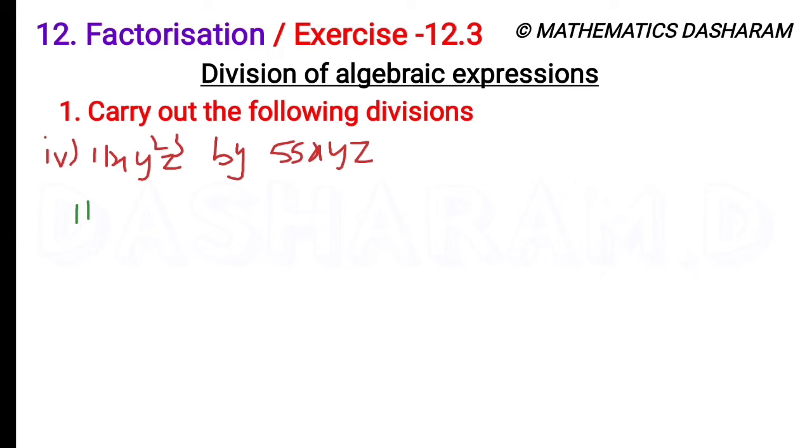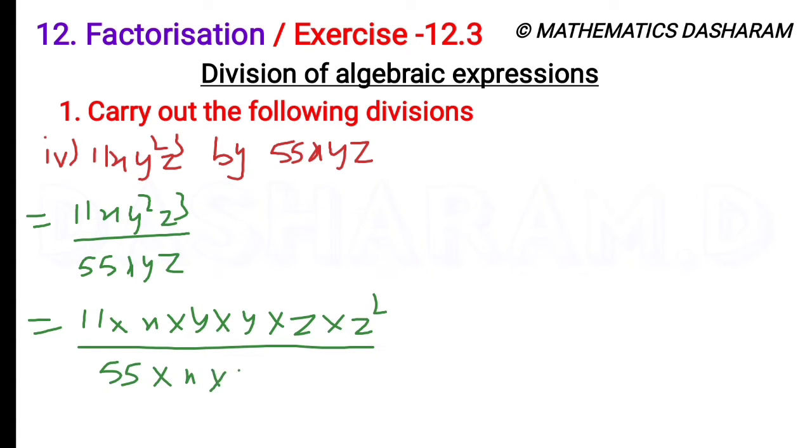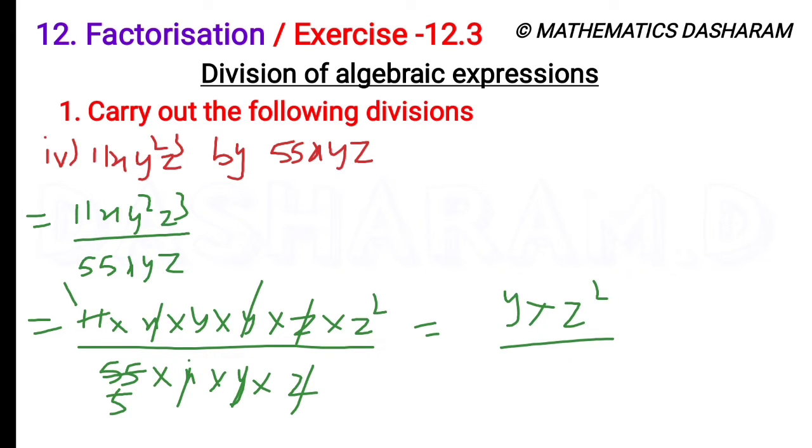Fourth question, 11x y square z cube divided by 55x y z. 11 into x into y square, which is y into y, z cube, which is z into z square, divided by 55 into x into y into z. So here z, y, x cancel, and 11 ones are 11, 11 fives are 55. So the numerator is y into z square and the denominator is 5. So y z square divided by 5 is the answer.